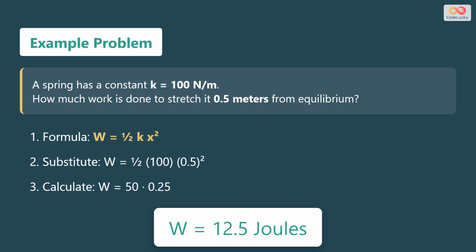Let's try a quick example. Suppose we have a spring with a constant of 100 newtons per meter, and we want to stretch it 0.5 meters. We use our formula. Work equals 1/2 times 100 times 0.5 squared. 0.5 squared is 0.25. Multiplying 50 by 0.25 gives us 12.5 joules of work.